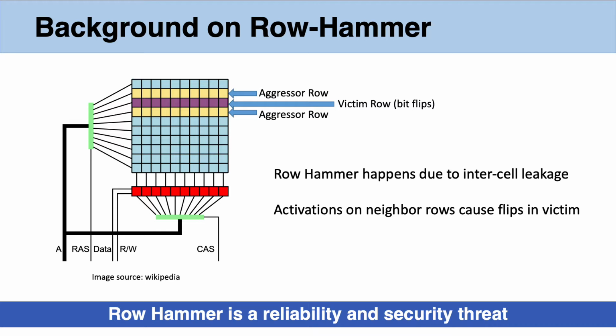Rowhammer is a disturbance failure. Technology scaling brings cells closer and increases leakage. When a row is accessed, it causes a small amount of leakage from the cells of the neighboring rows. When you activate a row a large number of times, this cumulative leakage from the neighboring row can be enough to cause a bit flip. Rowhammer was first demonstrated in 2014 and has continued to be a reliability and security threat for the past 7 years.